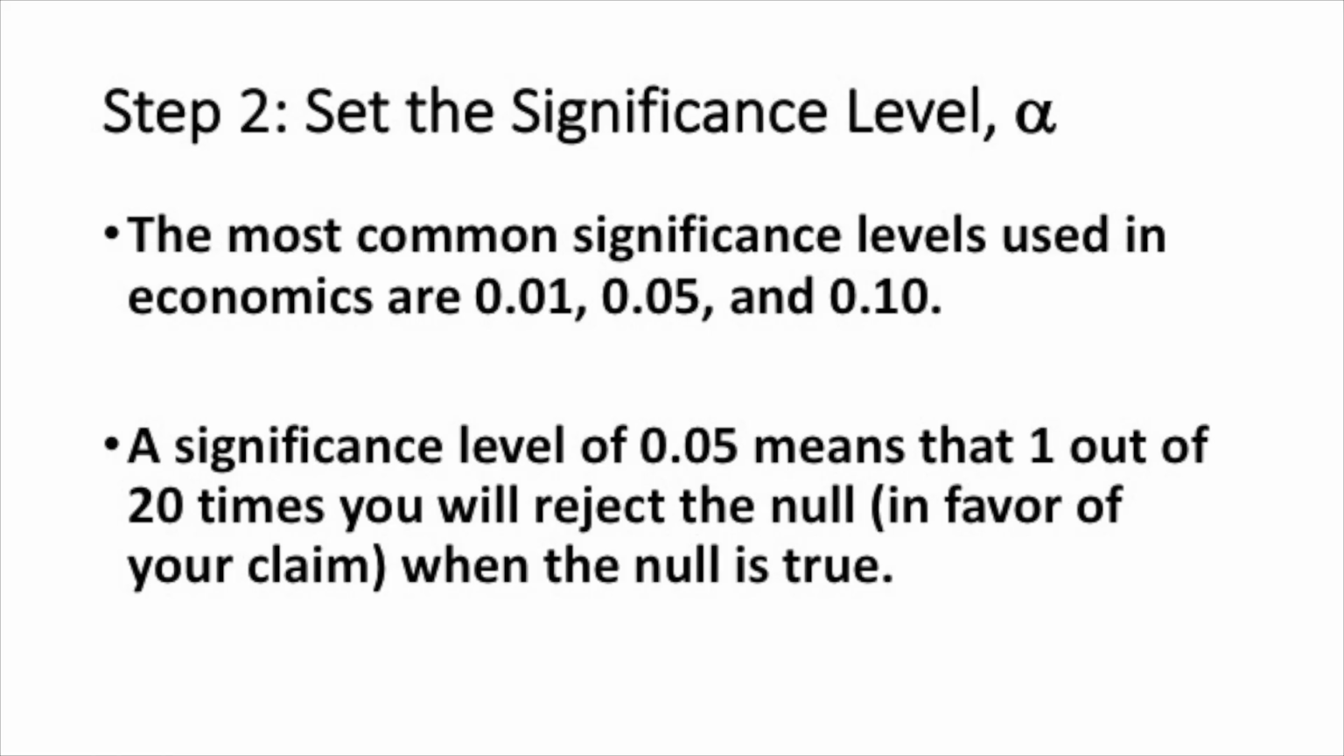Again, the idea of alpha, or the significance level, it's the probability that you reject the null when it's true. So to reject the null when it's true means that you falsely find support for your claim. The most common significance levels used in economics are 0.01, 0.05, and 0.10. So 1%, 5%, or 10% chance of making a type 1 error. So for instance, a significance level of 0.05 means that 1 out of 20 times you will reject the null in favor of your claim when in fact the null is true. In other words, you are making a mistake of rejecting the null in favor of the claim that you might have.